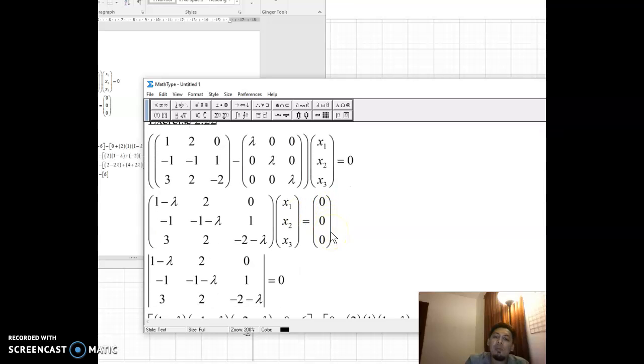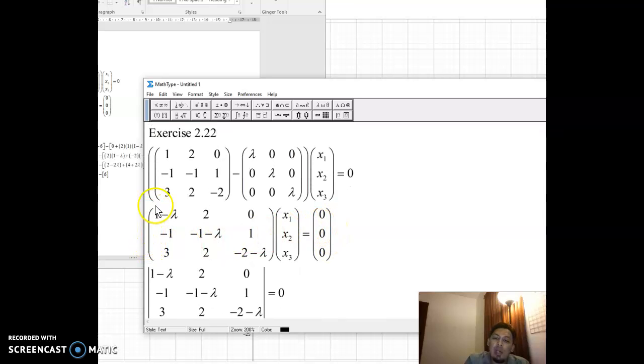Now we want to find out what is the lambda. Okay, remember the lambda is the eigenvalue. You want to know the eigenvalue. Okay, what is the eigenvalue?